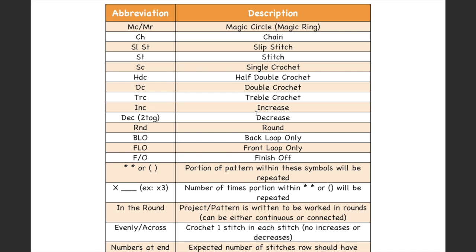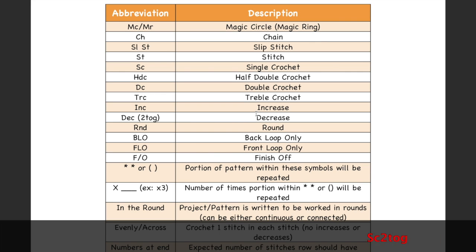Decreasing you'll either see as DEC for decrease or 2 TOG, which stands for two together. Usually when it's using the 2 TOG, they'll have the abbreviation for what type of stitch they want in front of it. So for instance, it'll say SC 2 TOG, so single crochet 2 together.